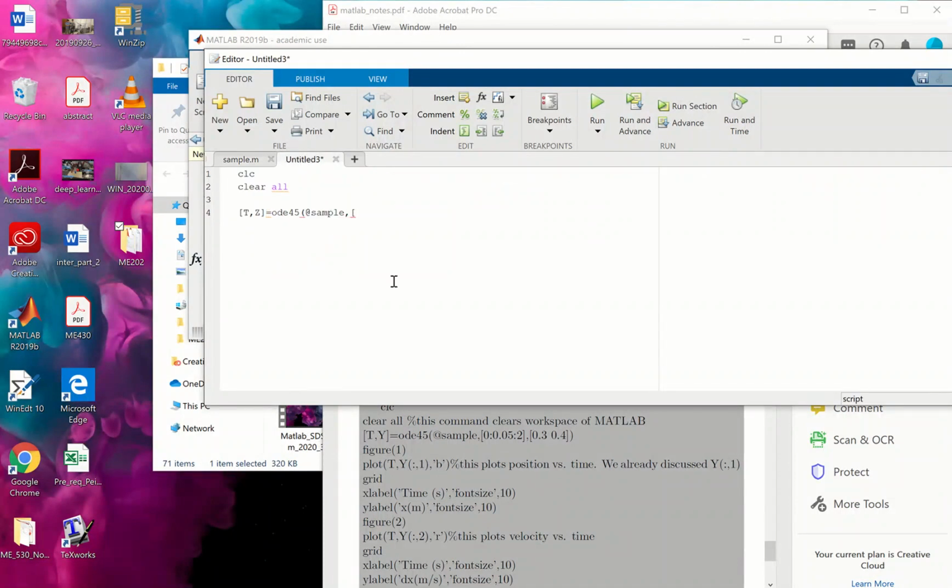Now, you have to define what? The time interval you want to simulate, to solve the ODE. And I want to solve it for 2 seconds, starting from 0, step is 0.05, and ending at 2 seconds.